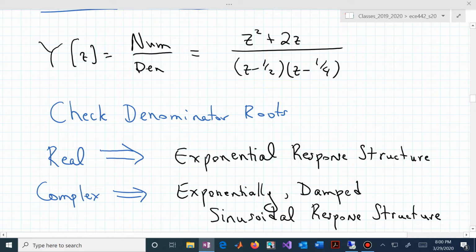But the key is looking at the roots of the denominator. Are they on the real axis, or are they off the real axis? If they are complex, then you have some oscillatory behavior.